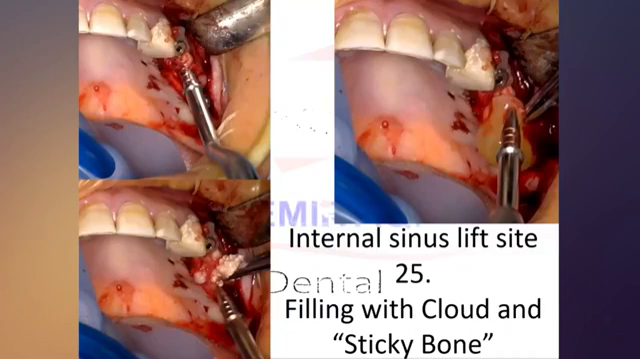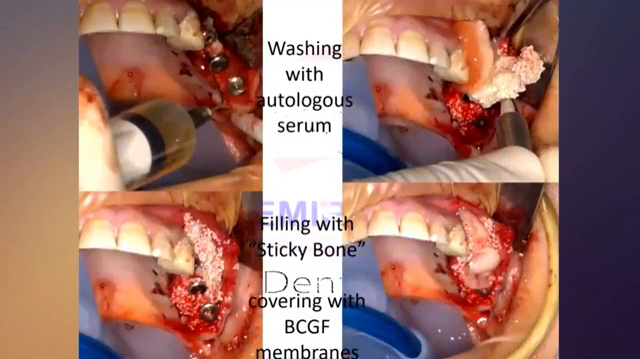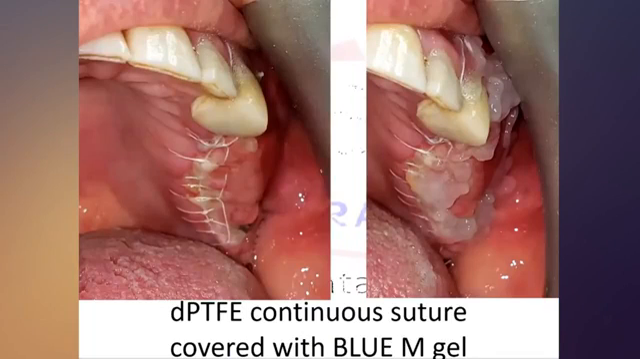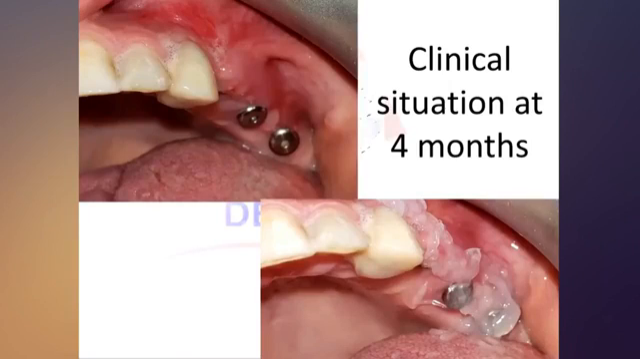Insert healing abutments, soft tissue brushing kit in action to create the place to put all that bone we are supposed to place. And then this is the continuous suture that I always use, double continuous one, and blue gel to cover it.